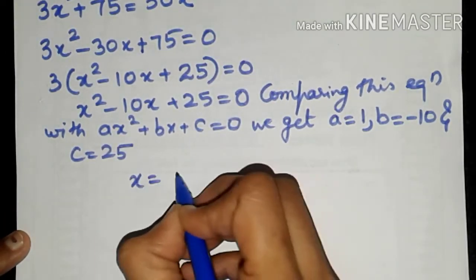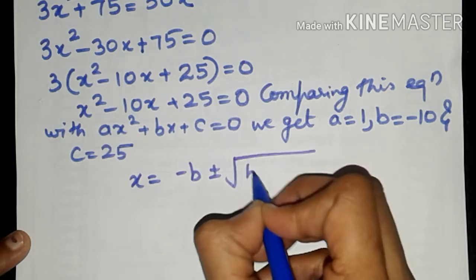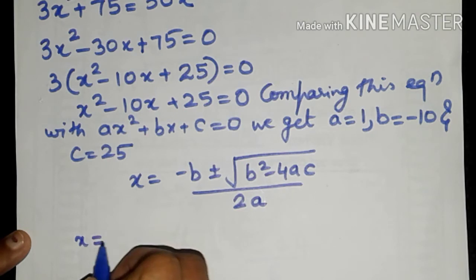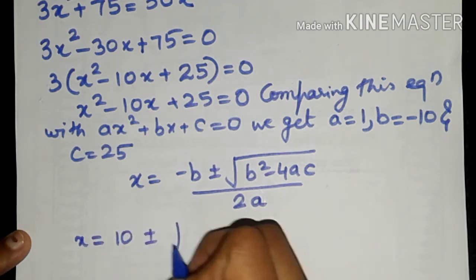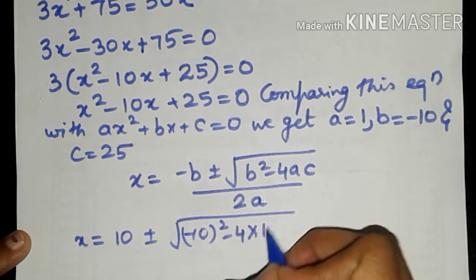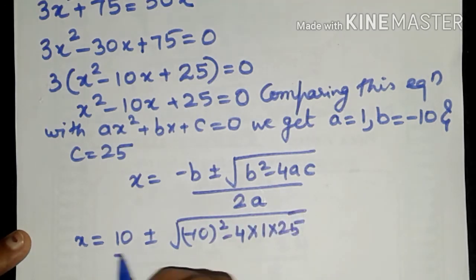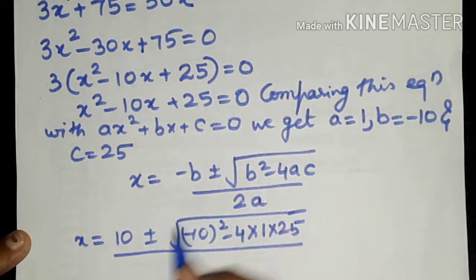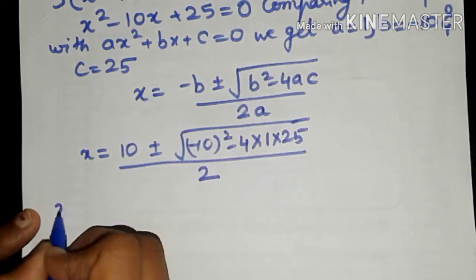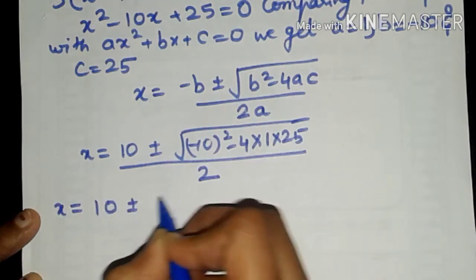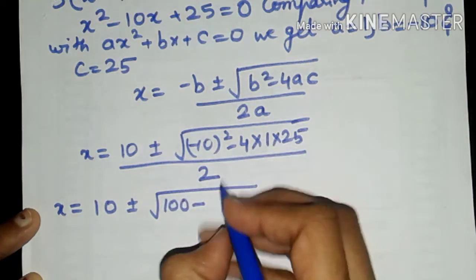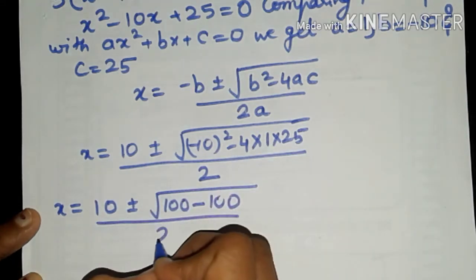Write down the formula. So, this is the formula. Now, substitute the values. We'll get 10 plus or minus the square root of minus 10 the whole square minus 4 into 1 into 25, upon 2. What is a? A is 1 only. So, this is what I'll get. So, let us simplify yet again. What is this 10 square? 100. This is also 100, divided by 2.